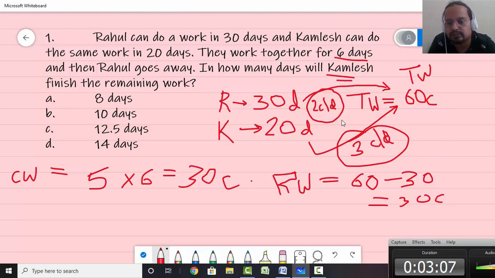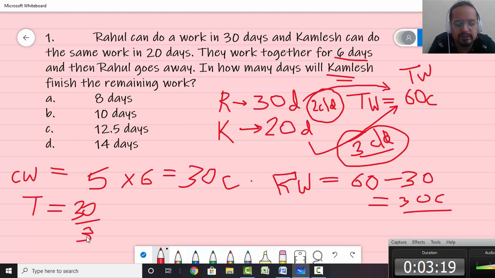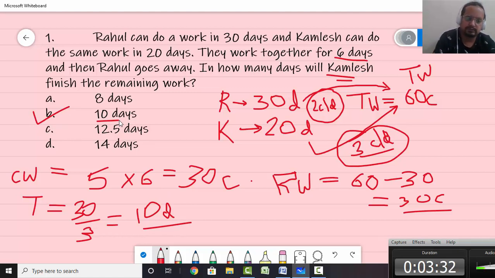Now see, Kamlesh eats 3 per day, and what is the total? It's 30. So the time that Kamlesh will require will be 10 days, right? 30 chocolates divided by the rate of eating chocolates for Kamlesh, that is 3. So the time that Kamlesh will be taking will be equal to 10 days. So what is the correct answer? The correct answer is B, 10 days. All right, so this is the LCM method.